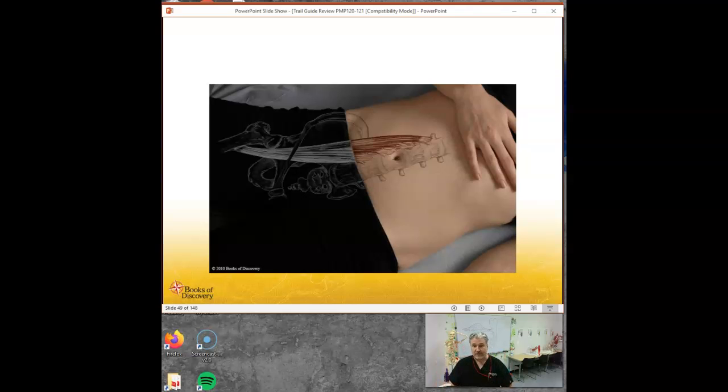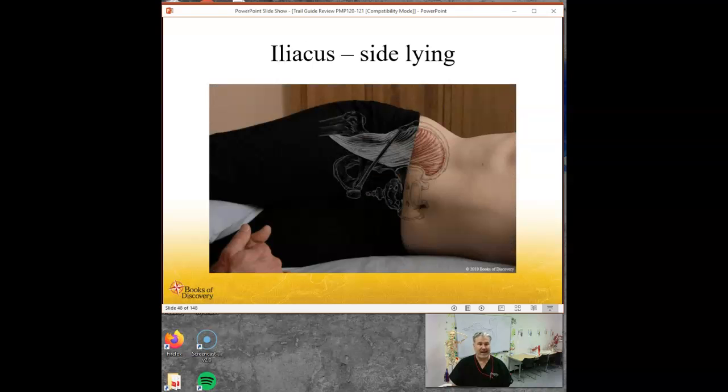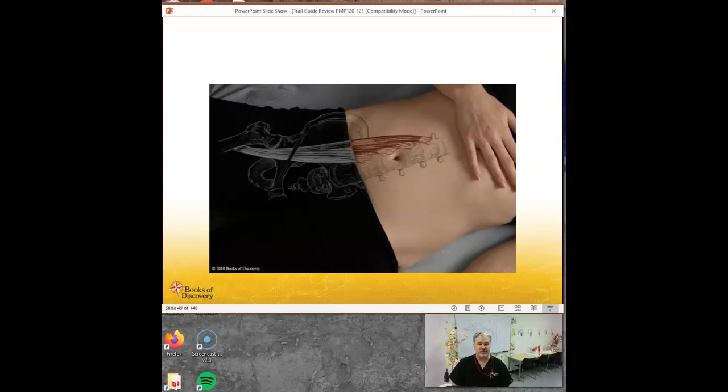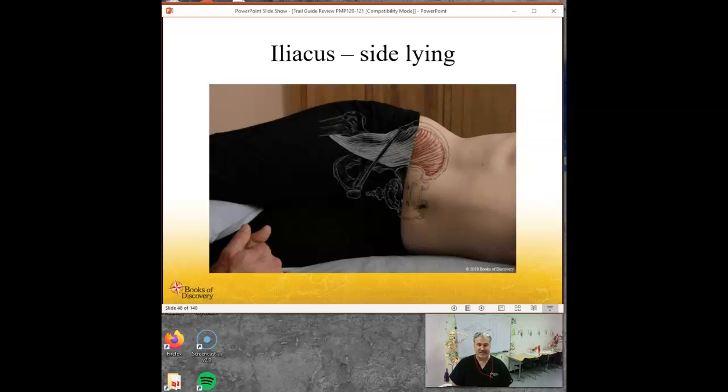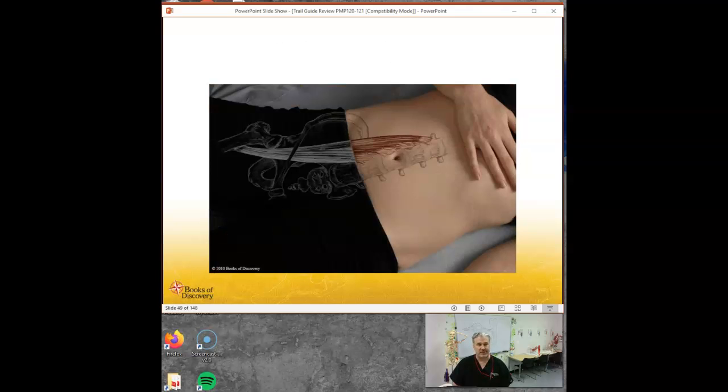Both this one, the psoas major, and the iliacus insert in the same place. They don't start in the same place, but they insert in the same place on the femur. Do you know what that place is called?